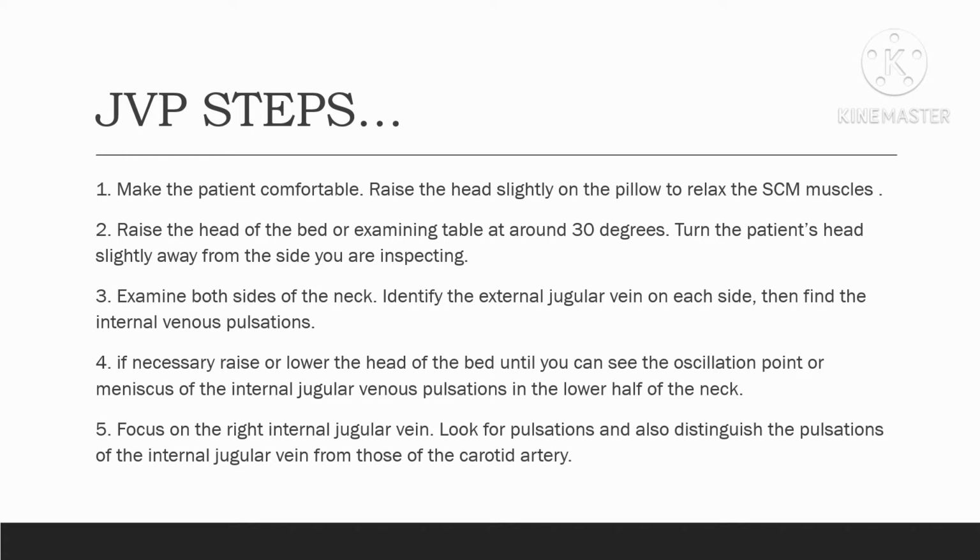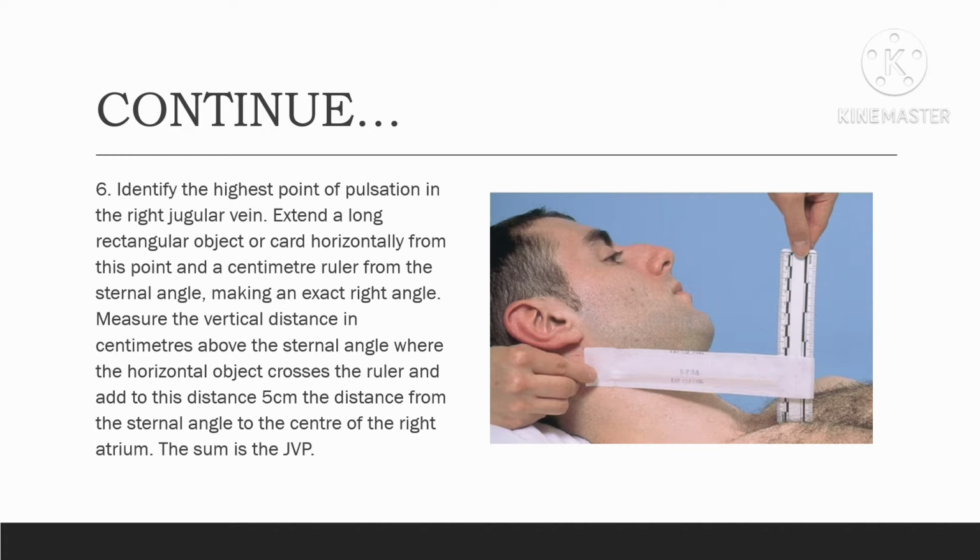Fifth, focus on the right internal jugular vein. Look for pulsations and also distinguish the pulsations of the internal jugular vein from those of the carotid artery. Sixth, identify the highest point of pulsation in the right jugular vein.